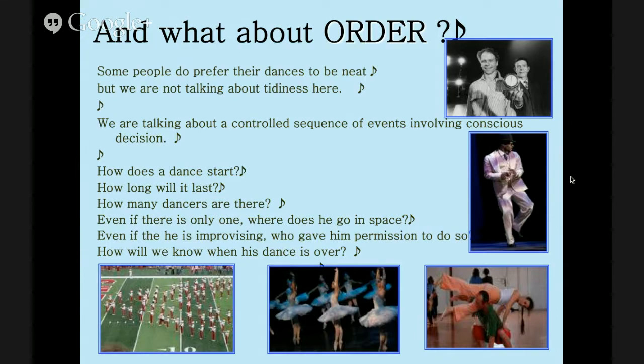Some other things to think about when we're looking at order of dance is, where is the dance starting? How long will it last? How many dancers are there? Even if there's only one dancer, how does that dancer use the space? And if he's improvising, which means that he doesn't have a controlled sequence of events, he or she is performing and doing whatever movements he feels at that moment or is being inspired by through the music and or content that he or she is hearing. How do we know when that dance is over?